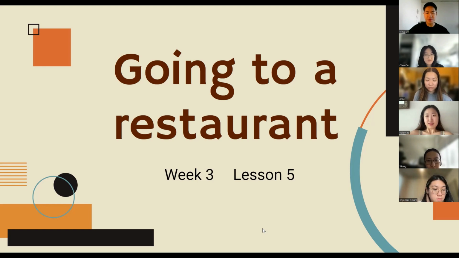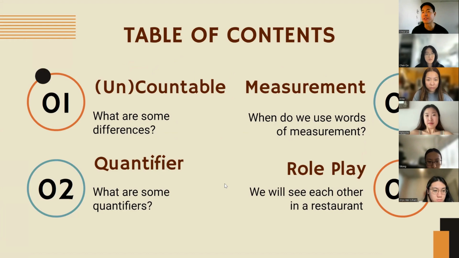All right, so first we're going to look at countable and uncountable nouns, right? What are some differences between countable nouns and uncountable nouns? And the second part, we will talk about quantifiers. You may or may not have heard these words before, and it looks a little bit complicated, but it's okay. We're going to find out what quantifiers are. And the third part is measurement words. So when do we use words of measurement?